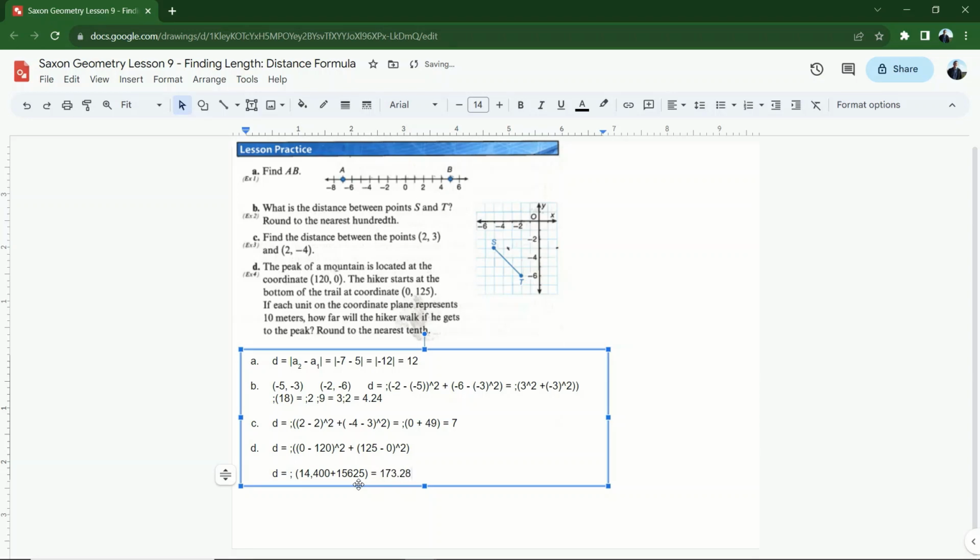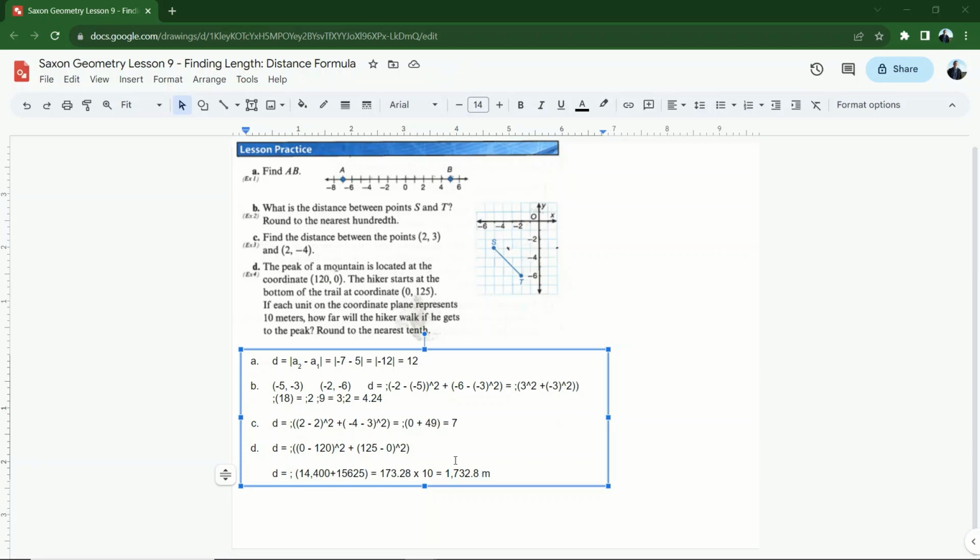173.28. But hold on, every coordinate unit was 10 meters. So what am I going to have to do? Well, I'm going to have to multiply this result by 10. And that's going to give me, so I'm just going to write a times 10 in here, equals 1,732.8. And let's see, 10 meters, so that's in meters.